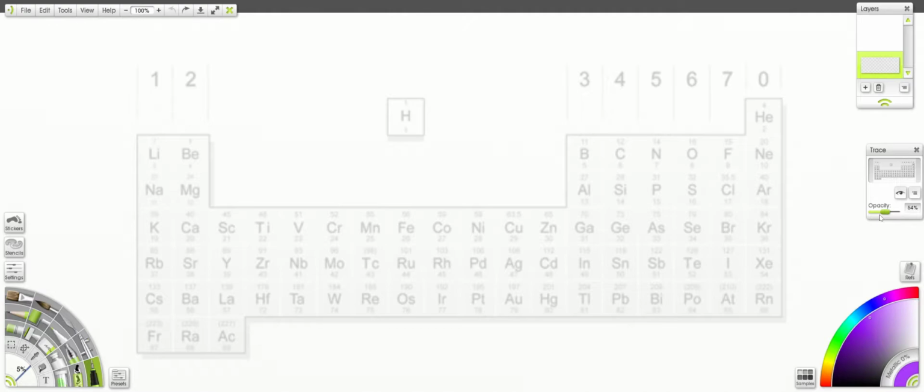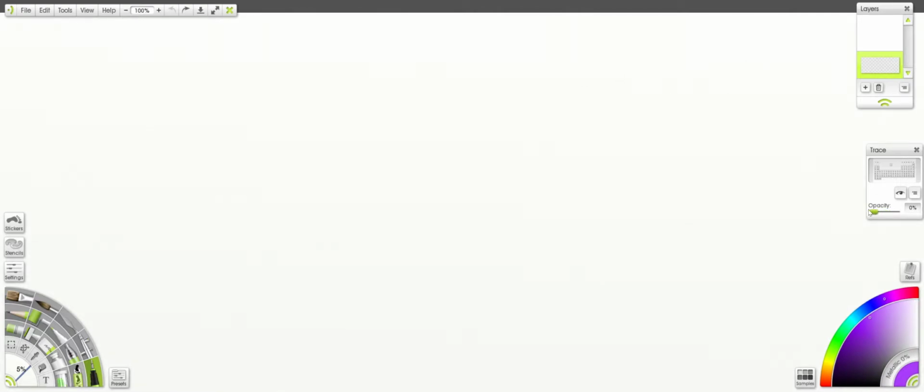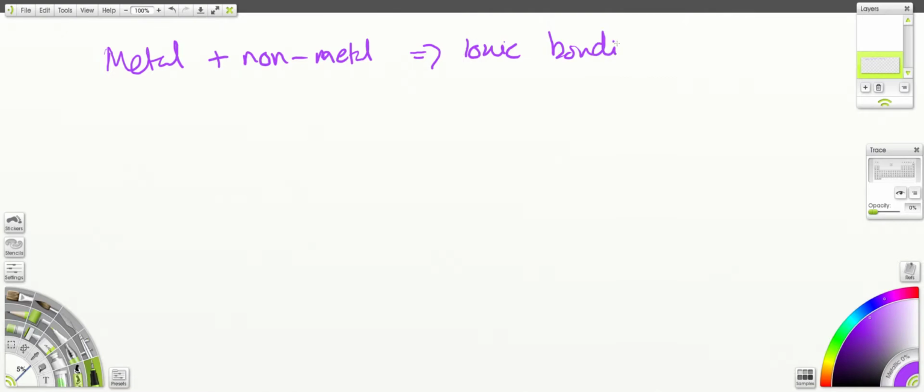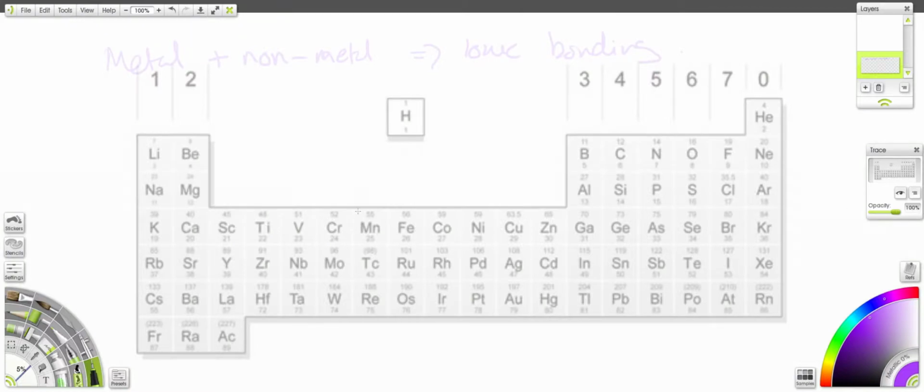Now what we could do is react the halogens with metals, and that'll be ionic bonding, because when we react a metal with a non-metal, this is an example of ionic bonding, as we've already covered. However, let's actually react some together. If I look at my periodic table and I look at potassium, where is potassium? It's in group 1. So we're going to react potassium with a halogen. Let's react it with chlorine.